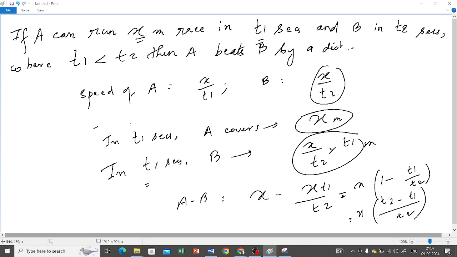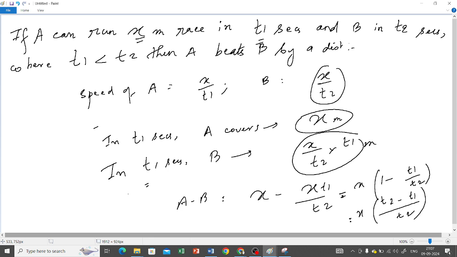Okay, so did you understand this? If A can run x meter race in t1 seconds and B in t2 seconds, where t1 is less than t2, then A beats B by a distance. That means A is ahead of B by how many meters? Of course, A completes the race first because A takes less time than B, so A completes the race before B.